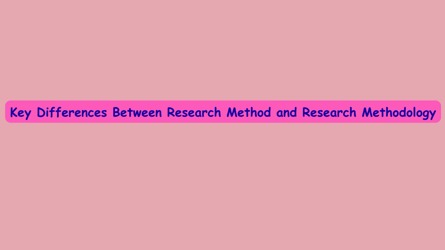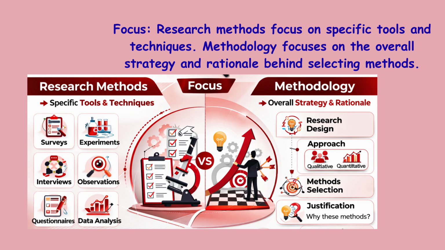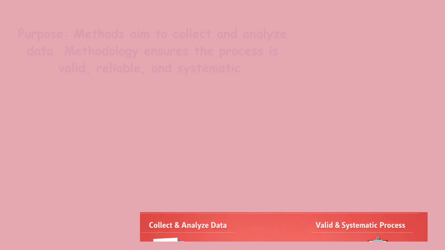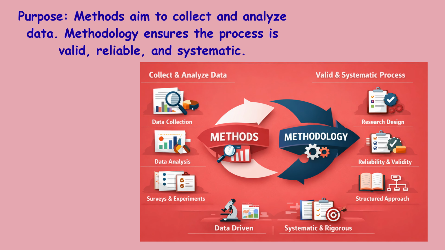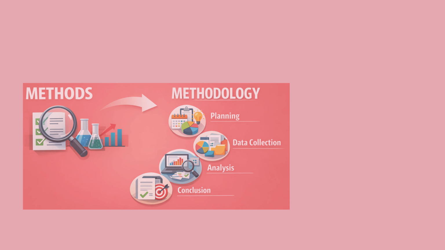Key differences between research method and research methodology. Focus. Research methods focus on specific tools and techniques. Methodology focuses on the overall strategy and rationale behind selecting methods. Purpose. Methods aim to collect and analyze data. Methodology ensures the process is valid, reliable, and systematic. Scope. Methods are a subset of methodology. Methodology covers the entire research process, from planning to conclusion.